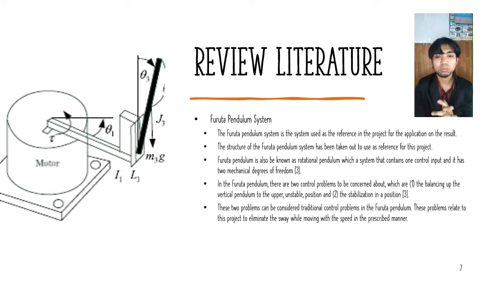The Furuta pendulum is also known as a rotational pendulum, which is a system that contains 1 control input and 2 mechanical degrees of freedom. In the Furuta pendulum, there are 2 control problems to be concerned about, which is balancing up the vertical pendulum to the upper unstable position, and second, the stabilization in the position. These 2 problems relate to the project to eliminate the sway while moving with speed in a prescribed manner.